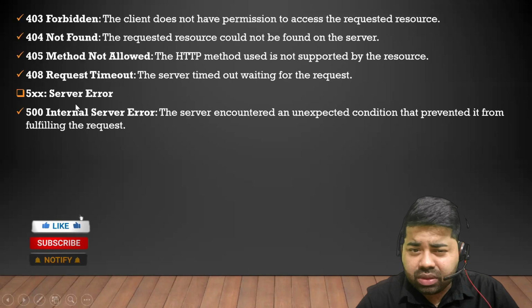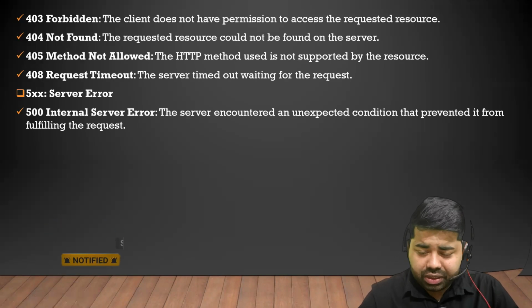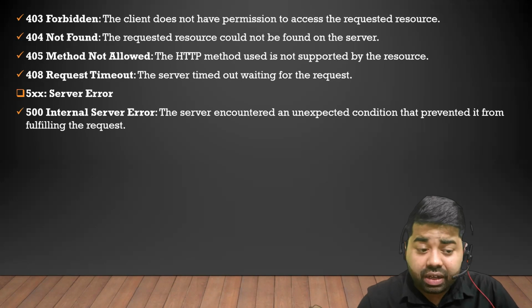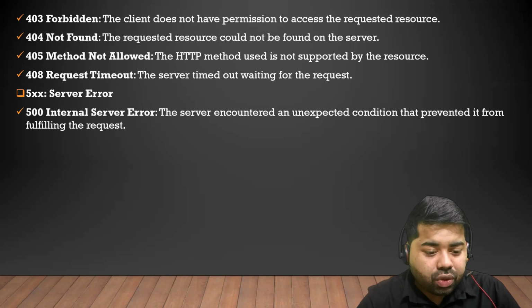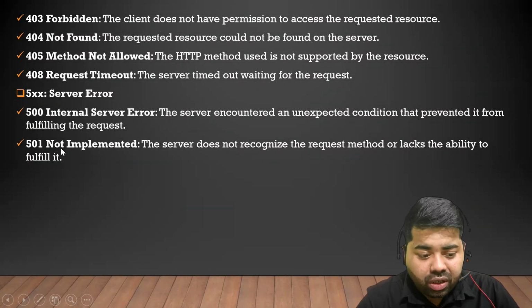These are errors coming from the server side. Suppose you are using MakeMyTrip and sending the request, but you are getting error 500; it means the issue is from the server side. So 500 is internal server error: the server encountered an unexpected condition that prevented it from fulfilling the request. Then 501 not implemented: the server does not recognize the request method or lacks the ability to fulfill it.